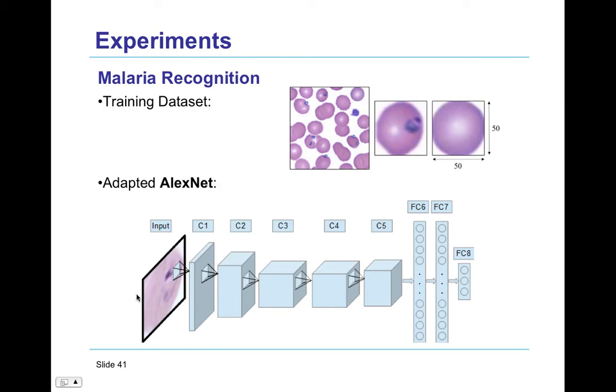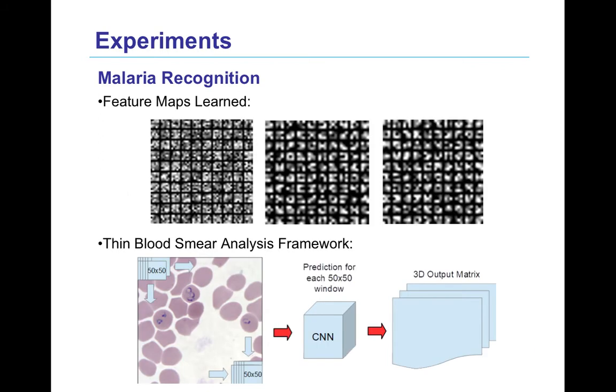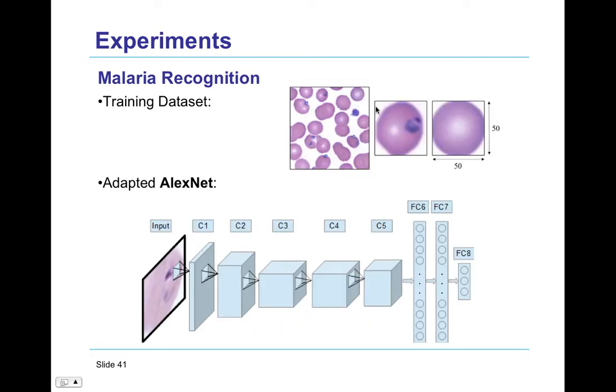I used padding here, so this 50 by 50 will fit on this first layer, and in the last layer I changed it from 1,000 classes to 3 classes, which are healthy, Plasmodium falciparum infected, and Plasmodium vivax infected. Like that, I can classify. I can give the convolutional neural network a new, unseen red blood cell and ask if it's infected or not. But I don't want to see just one.